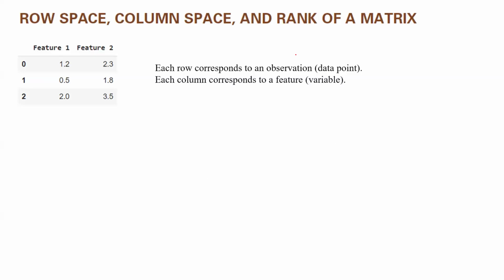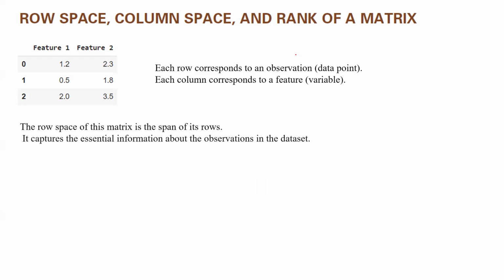Row space, column space, and rank of a matrix. So suppose you have a data frame. If you're familiar with Python, machine learning, deep learning, you know a data frame is basically a table, but we can use some nice functions and methods to work on a data frame much more easily and nicely. So here you have two variables, feature 1, feature 2, with some data points. Each row corresponds to an observation or data point, and each column corresponds to a feature or variable.